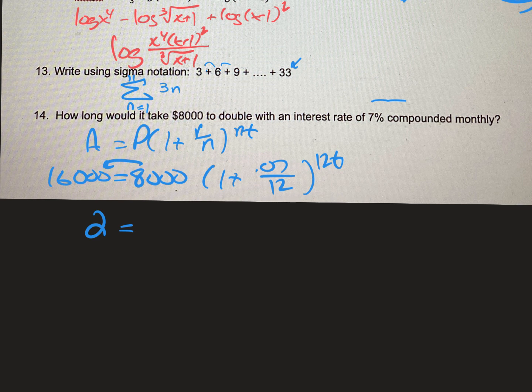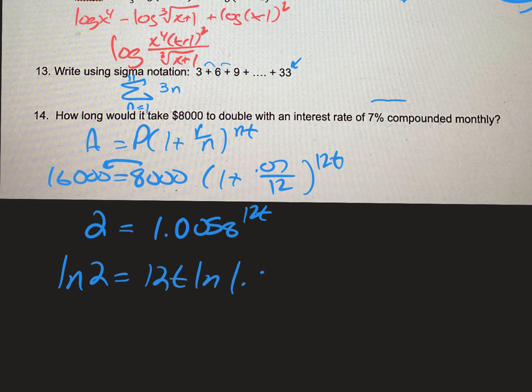I'm getting this when I add that up, 1.0058 to the 12t power. Now, to get that exponent out, I'm going to have to take the log of both sides. Of course, I'm going to do ln, so natural log of 2 equals 12t times natural log of 1.0058. I'm doing natural log 2 divided by natural log 1.0058, hitting enter. Then I'm dividing by 12. I'm just dividing twice. You don't have to do it that way, but sometimes it's better for me.